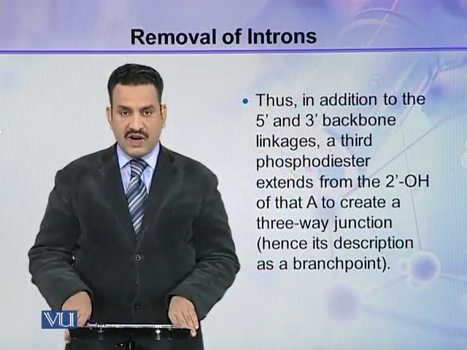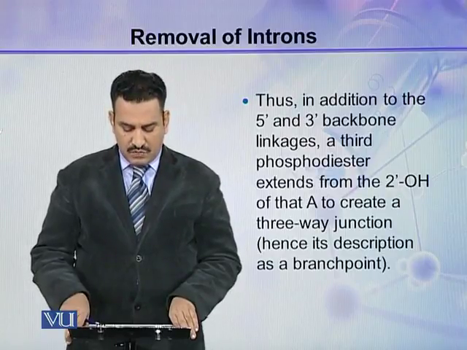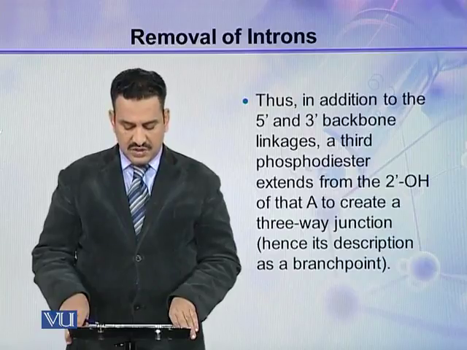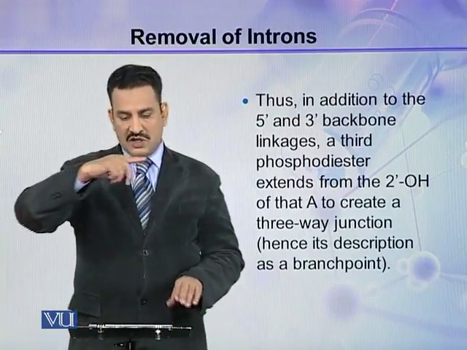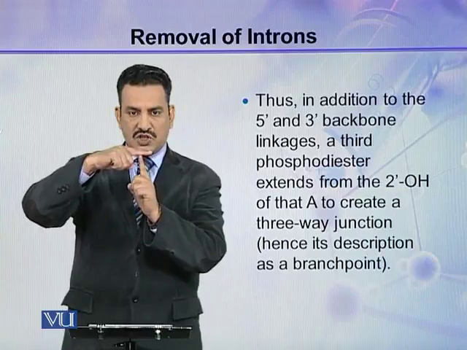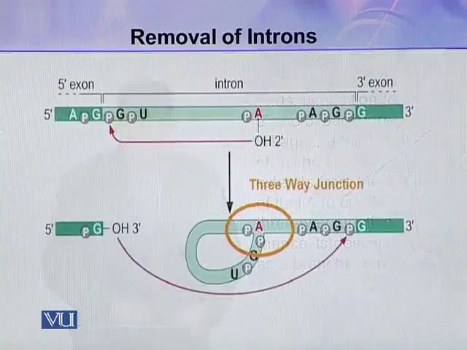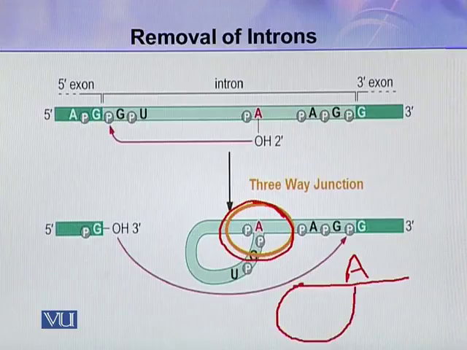Thus, in addition to the 5' and 3' backbone linkages, a third phosphodiester linkage from the 2' OH of that A to create a three-way junction is formed. So that's why it is called a branch point. So this is the pre-mRNA, and here you can see a branch is formed. When this intron curves inside, it forms a branch with this A. So here you can see this is the three-way junction, and in this three-way junction this is A, and this again joins with this A. So this is a three-way junction.